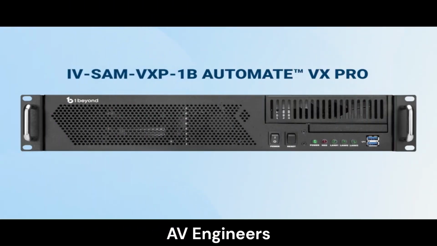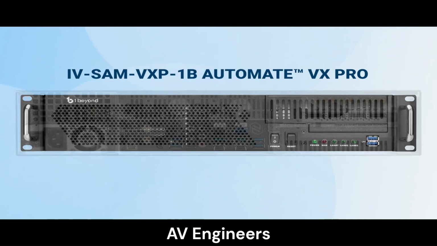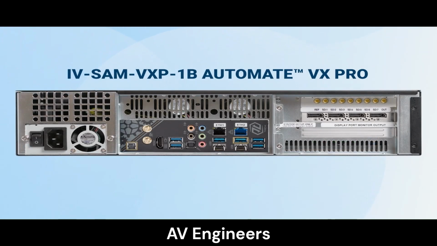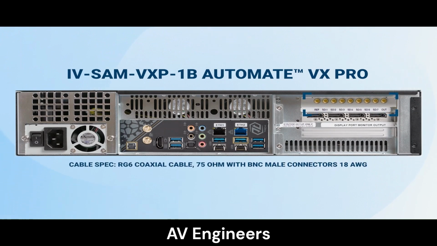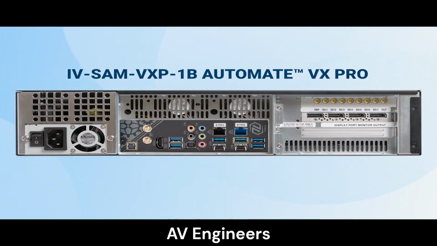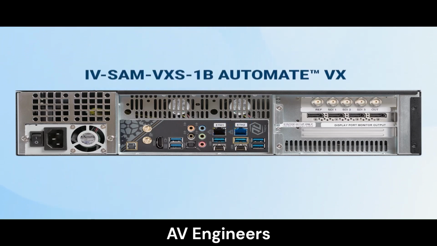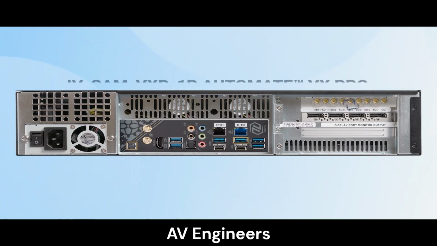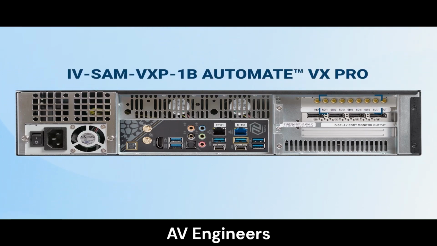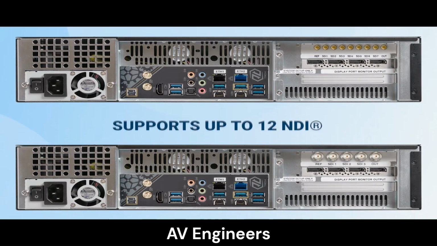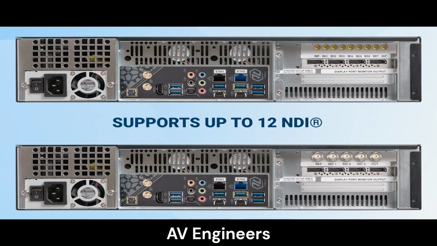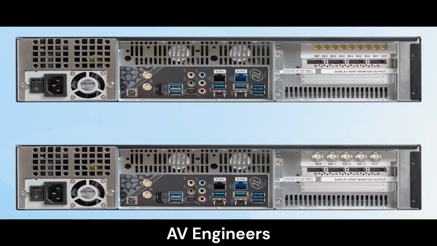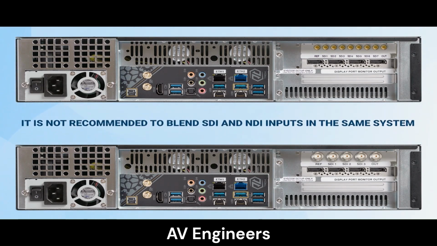In this module, we will be discussing the physical installation and wiring of Automate VX. Automate VX can ingest camera feeds in one of two ways, either through a physical SDI cable connection or through a network NDI video connection as well. The Automate VX standard system has 3 SDI inputs, while the Automate VX Pro system has 7 SDI inputs.